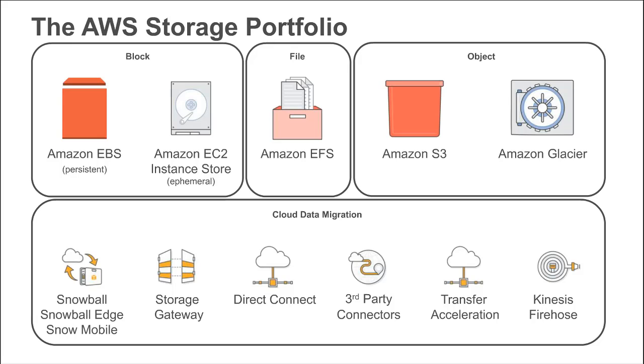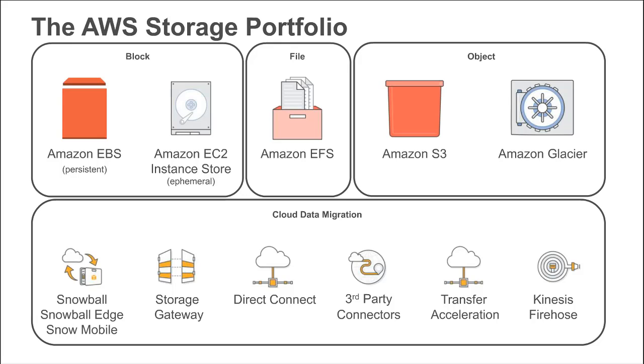Next, we have file. So within file, we have Amazon EFS, or Elastic File System, and it really provides simple, scalable file storage for sharing data between multiple EC2 instances within the AWS cloud. And then we have object. So Amazon S3, some of you may be very familiar with this service, is an object storage service designed to store and give you access to just about any type of data over the internet. And then finally, we have Amazon Glacier. And this is an extremely low-cost, highly durable storage for long-term backups and archives.